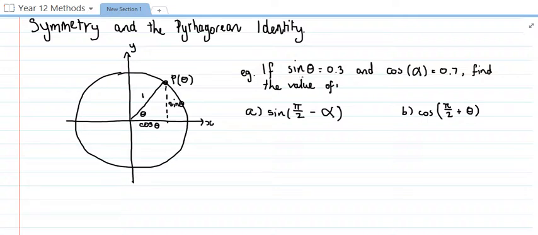Now this exercise actually throws a whole heap of formulas at you. I don't really think the formulas are worth remembering. So what I'm going to teach you today is how to actually work these out just using a logical process.